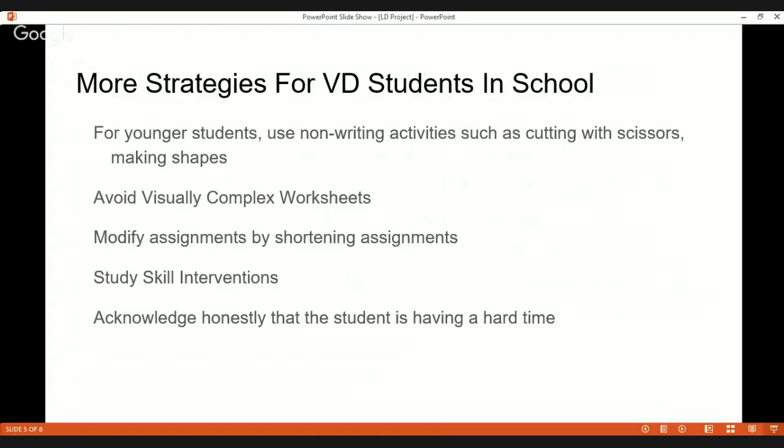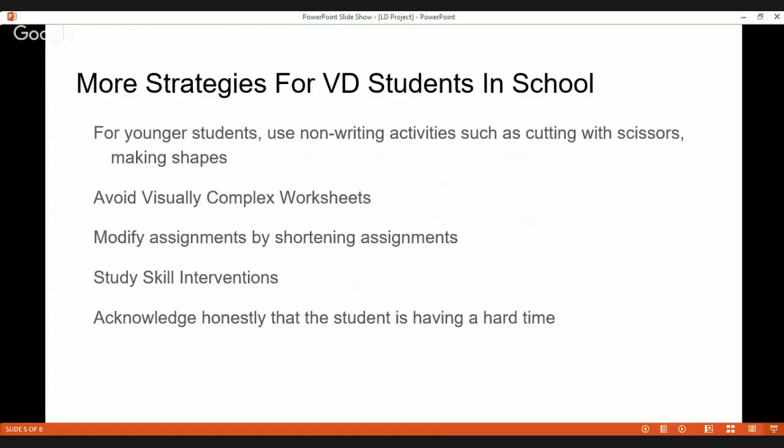Study skill interventions. Ask the kid how he or she is studying and how they are doing in class, and figure out ways you can help them study for tests, study for quizzes, even study for the next day's assignment differently than what they might be doing, because what they might be doing may not be working.